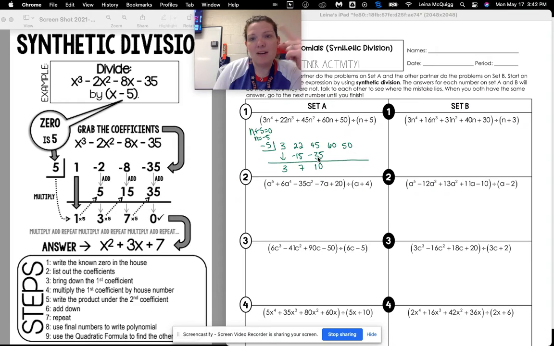Then I'm going to do this again. Negative 5 times 10 is negative 50. So 60 minus 50 is 10 again. And then negative 5 times 10 is negative 50, and this gives me 0.